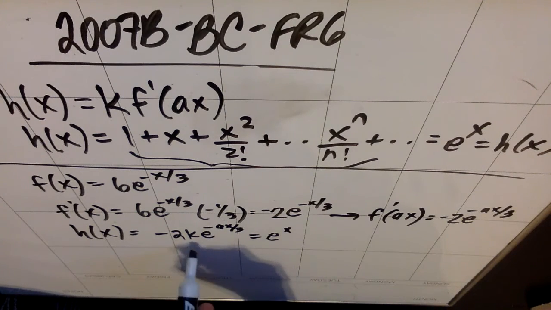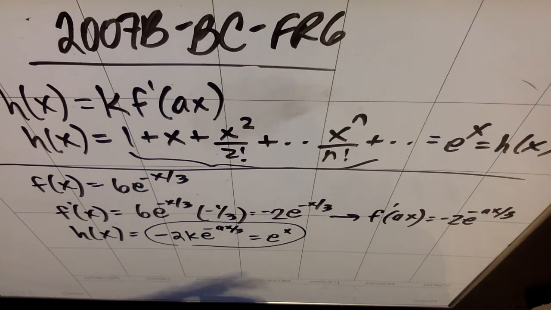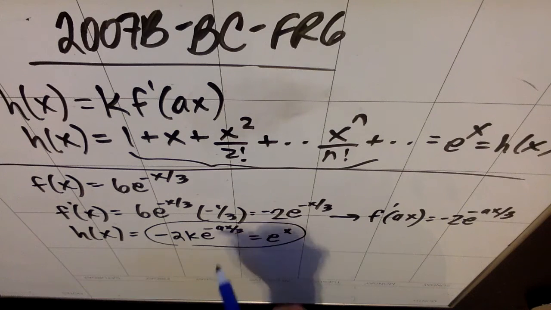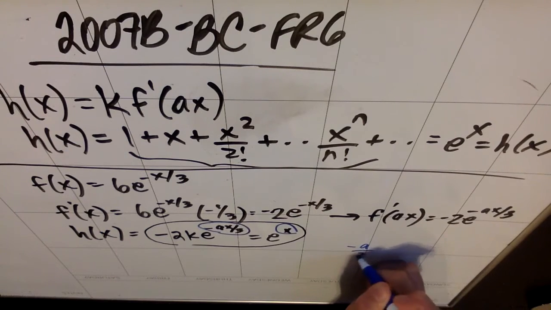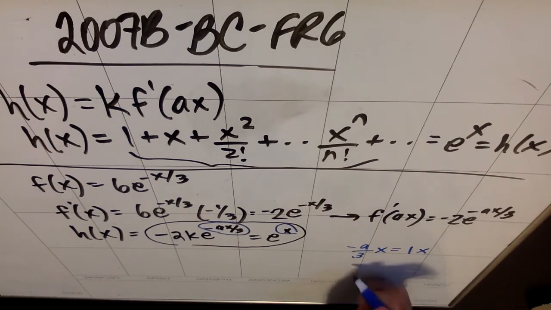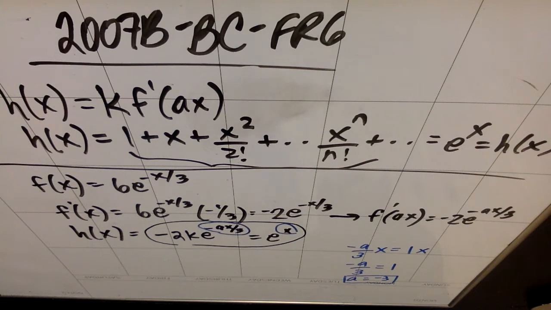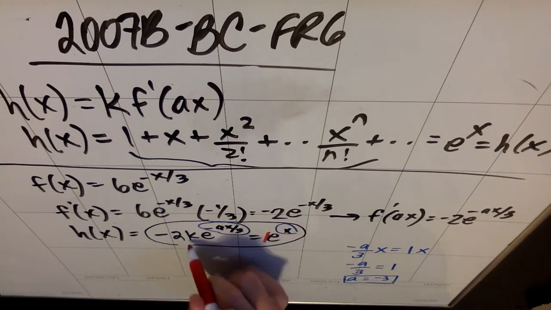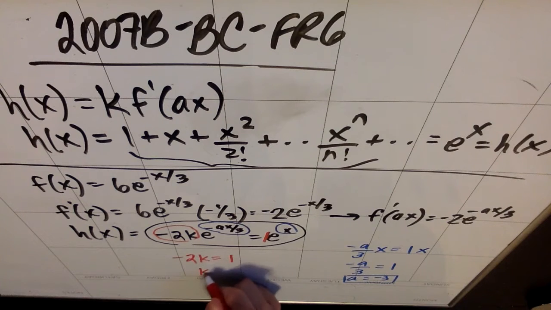So we know that negative 2k e to the negative ax over 3 is apparently equal to e to the x, right? Knowing that, we can figure out a couple things. The first thing is that this exponent must be equal to just x. So negative a over 3 times x is equal to 1 times x, which means negative a over 3 must be 1, so a must be negative 3, right? And the other thing we can ascertain is that the coefficient of this e to the x is 1, so whatever this coefficient is, it must also be 1. So negative 2k has to be 1, k has to be negative 1/2.